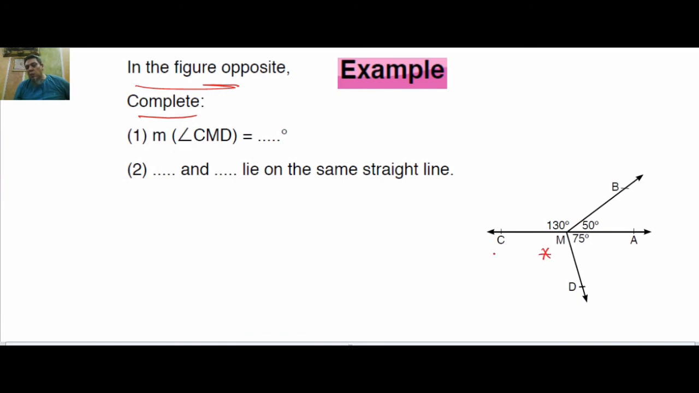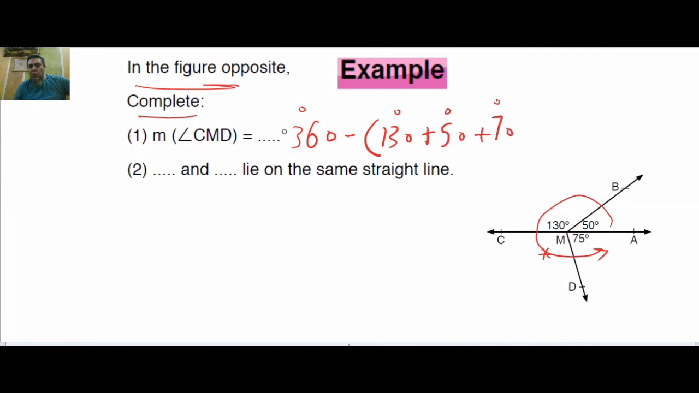In this figure, complete: measure of angle CMD. We notice that the angles CMD, DMA, AMB and BMC are accumulative angles at a point, so the sum of their measures equals 360 degrees. Then measure of angle CMD equals 360 degrees minus the sum 130 plus 50 plus 70 degrees.